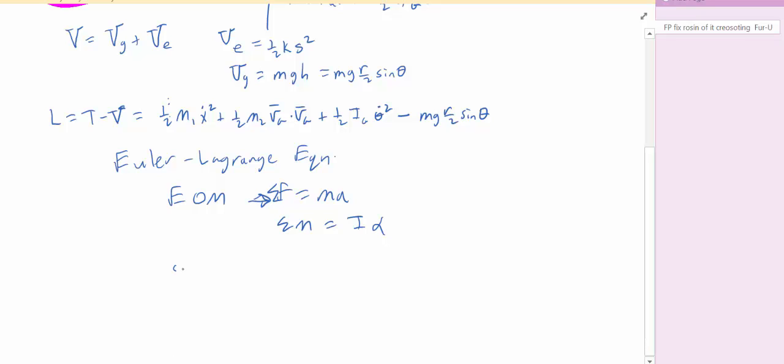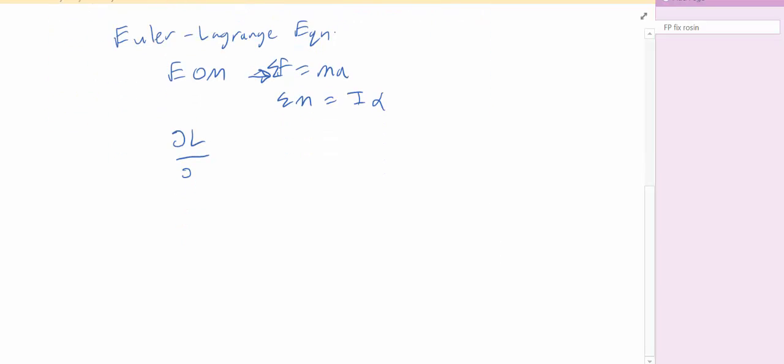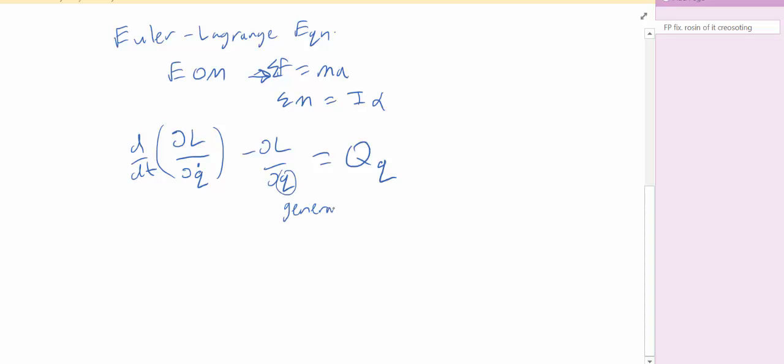So what do we have? Partial of L with respect to q dot, time derivative, minus partial L with respect to small q equals capital Q for small q. So this here is my generalized coordinate. So in this case, x and theta.